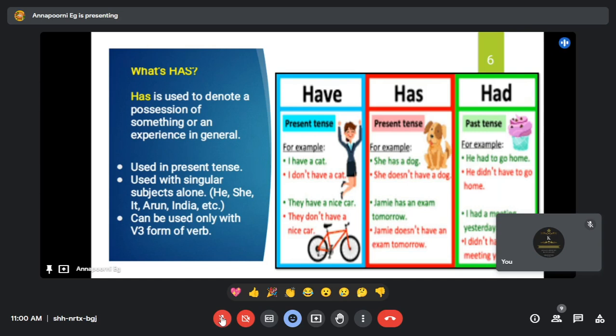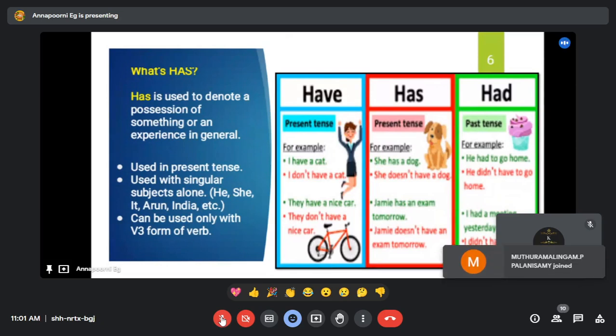So here it is explained in detail. What is has? That is what is explained here. As I have already explained, it is used to denote a possession of something. If you are having something, I have a cat, I have a dog, I have a car, I have a scooter. These are all possessions. This word is used to express the possession of something or an experience.